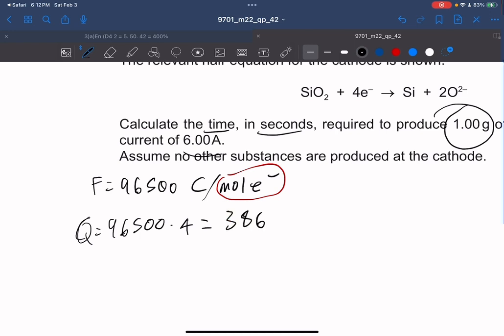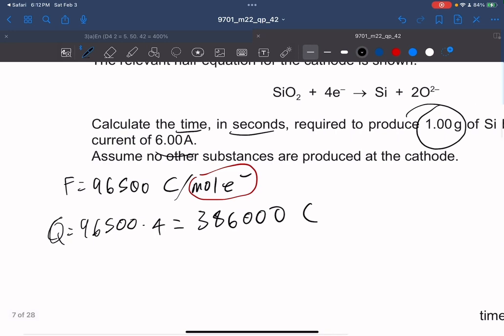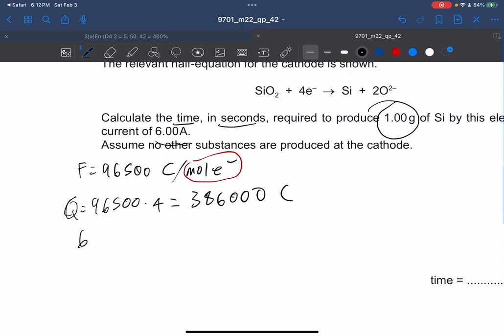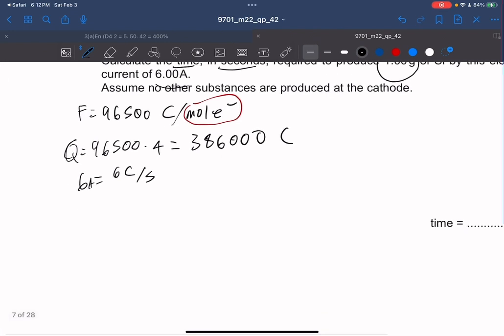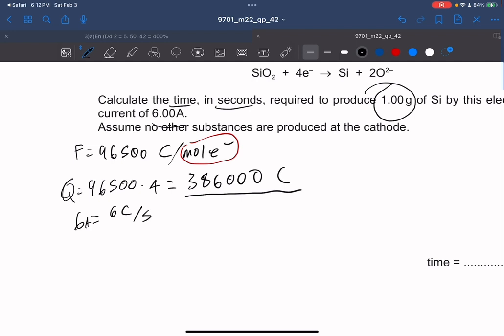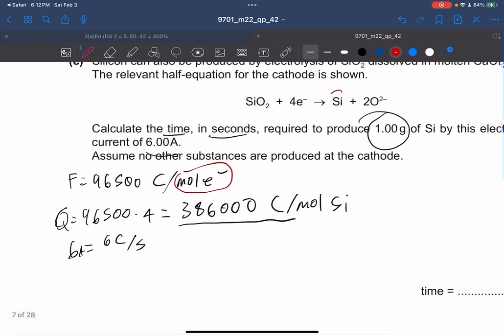So, 386,000 coulombs. And then we have a current of 6 amperes, which is 6 coulombs per second. So basically what this means is you need 386,000 coulombs per mole of Si.